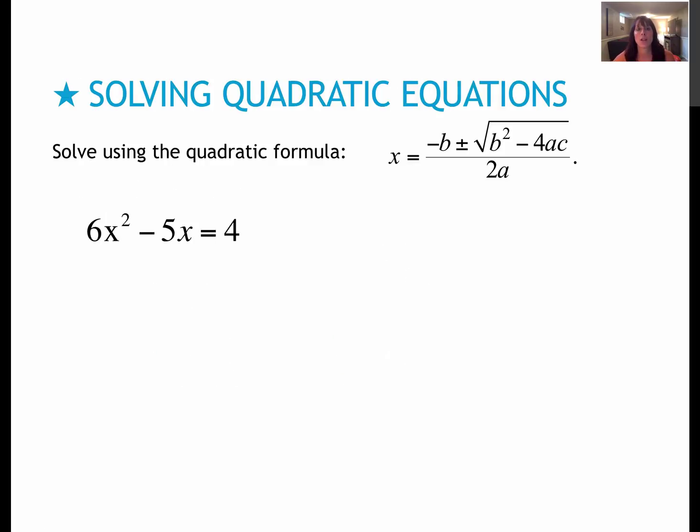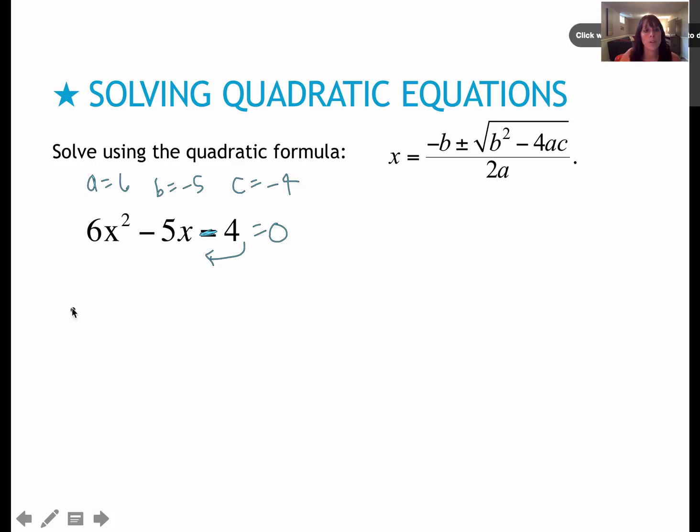One for you to try on your own. So try this question, then press play to check your work. Here, a is 6, b is -5. Moving this 4 to the other side so that it's equal to 0, this would be -4 equals 0. So c is -4. Make sure you do that before you write down your a, b, or c values.